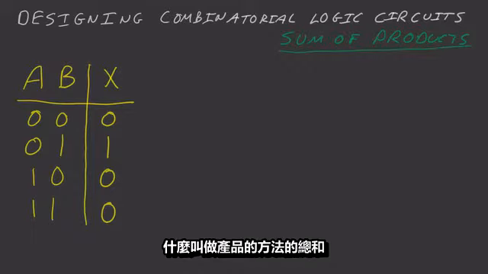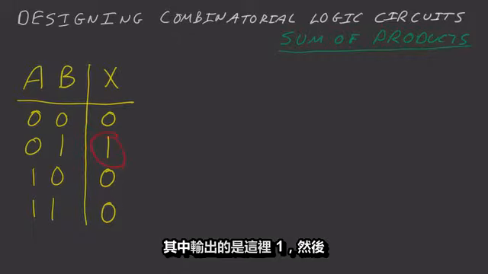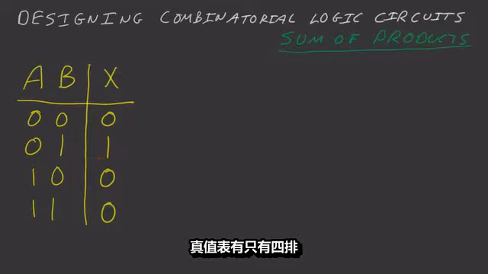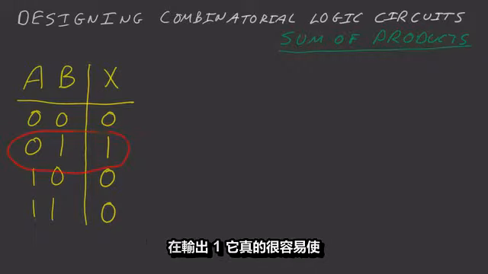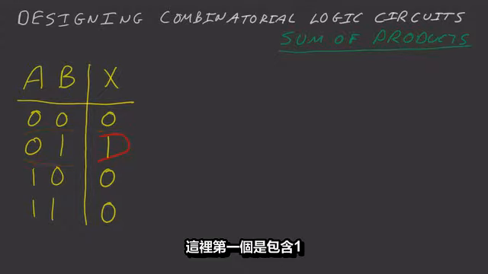Well, we're going to use what's called the sum of products method to do this. What we do is look at which of the outputs here are 1, and then we create that using AND gates. Any expression like that, we just go one by one through the truth table. In this case it's a real easy truth table. There are only 4 rows and only one of them has a 1 on the output. So what we need to do is look for the first one that contains a 1, and we're going to create that using AND gates.